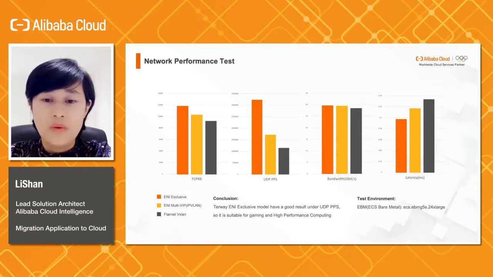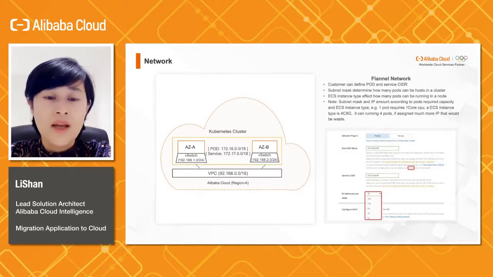Let's see the performance test in detail for each network mode. Orange is ENI exclusive mode. The yellow bar is ENI multi-VIP with IPv6 mode. The black bar is the Flannel mode. So we can see ENI exclusive mode in Terway network has a good result under UDP PPS. That means if your application is gaming or high performance computing, you should choose Terway network.